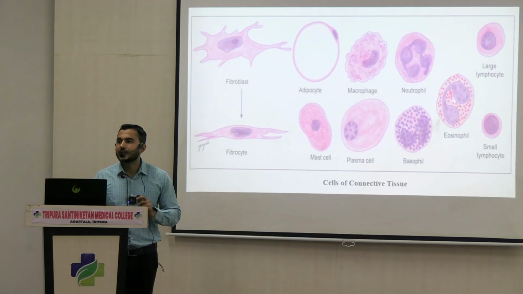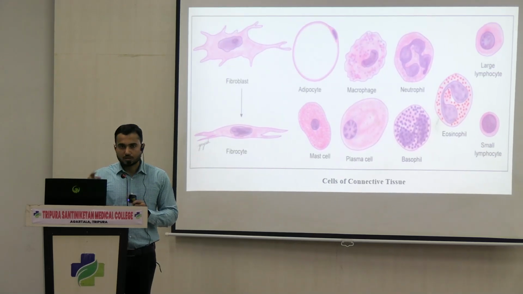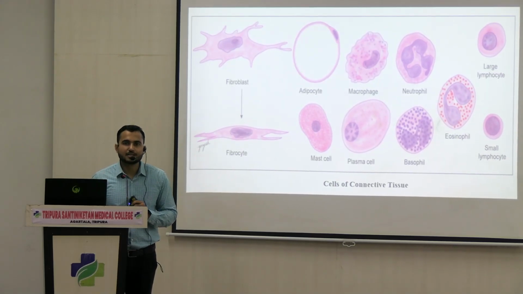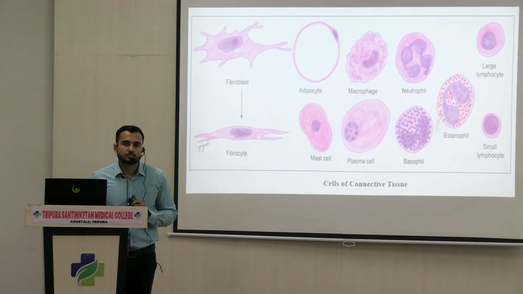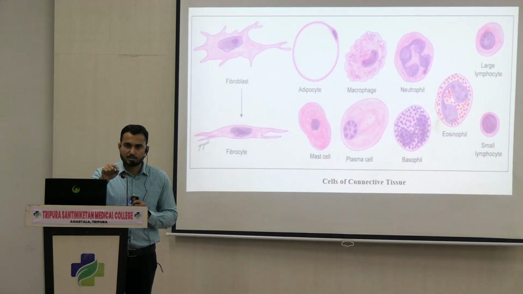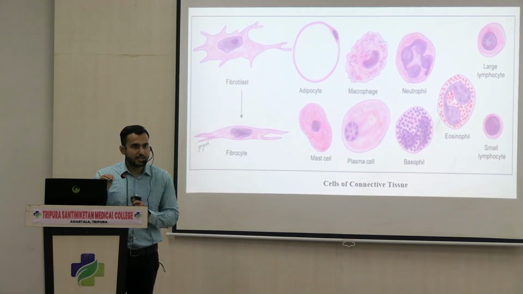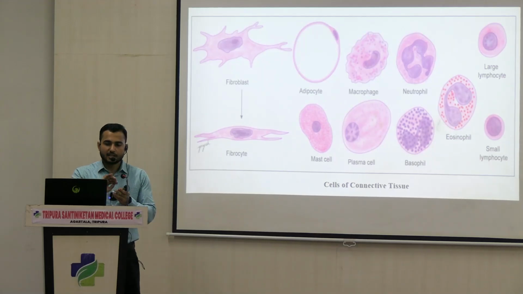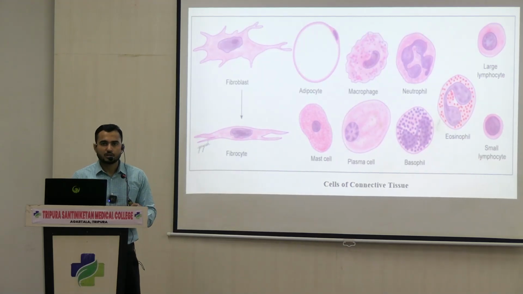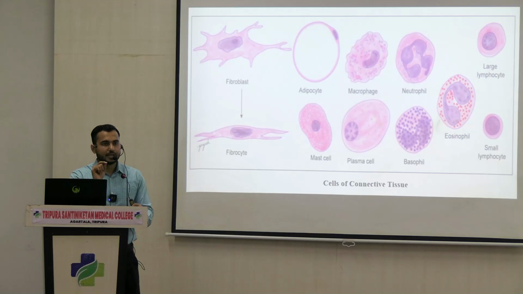Just focus on the adipocyte. अंदर में क्या दिखाई दे रहा है? कुछ दिखाई नहीं दे रहा है. It is empty. Why? Because fat droplet is present, and because of the presence of the fat droplet, it is pushing the cell organelles towards the periphery. That's why you can see the nucleus at the periphery.